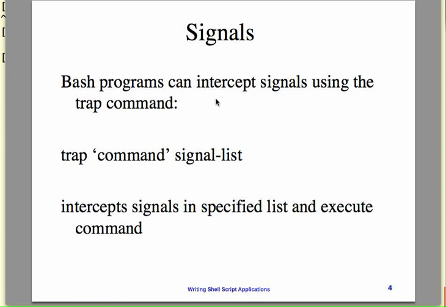So bash programs or shell scripts written in the bash shell programming language can intercept signals using the trap command. Trap is a command, and upon receipt of a signal it can execute a command. You can either leave the command empty, which is often what happens, or you can put in a specific command that will get executed when a signal is received.